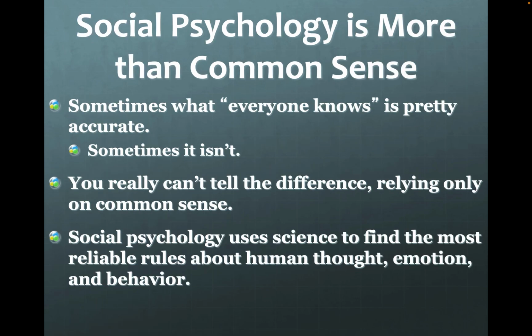Sometimes what everyone knows is pretty accurate, but sometimes it isn't. You really can't tell the difference relying only on common sense. Social psychology uses science to find the most reliable rules about human thought, emotion, and behavior. Psychology is always looking for laws. It's always looking for something that happens every time. This is how we can predict what's going to happen next.